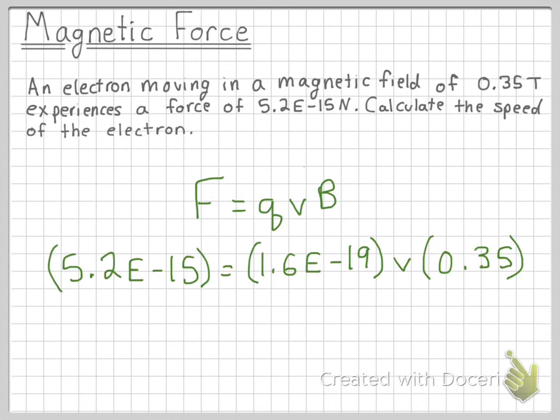We know that the force is 5.2 times 10 to the negative 15th. The charge is an electron, which is 1.6 times 10 to the negative 19th coulombs. And we knew that the strength of the magnetic field is 0.35 teslas. And when we do the math, we see that the velocity is 9.29 times 10 to the 4th meters per second.